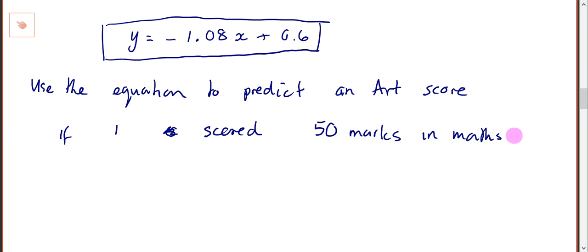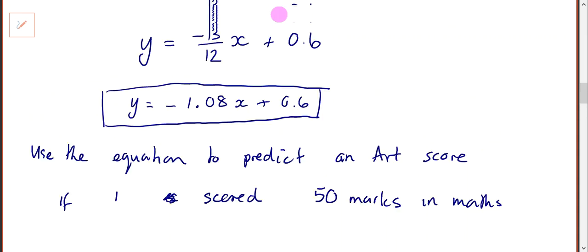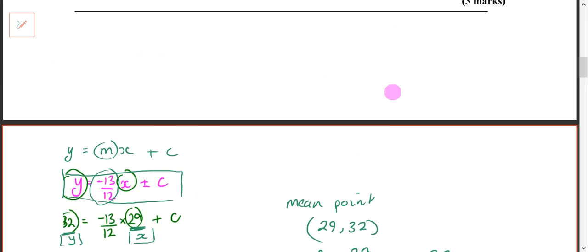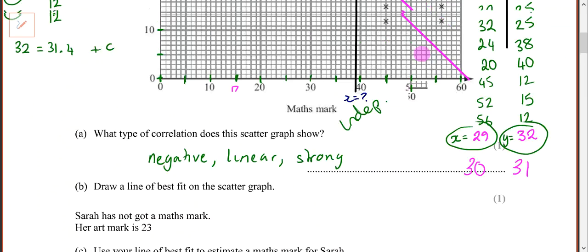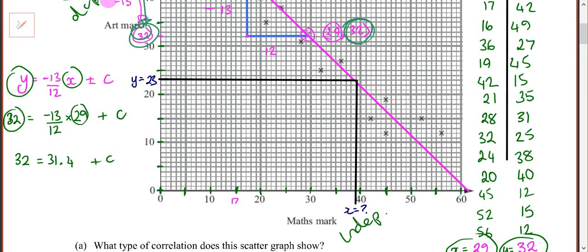Okay. So this time, what we could do is use the graph. Let's have a go on the graph. If I went to maths at 50, let's go up and read across. What do I think the art score is going to be about? About 11, between 11 and 12. Are we happy with that on the graph?